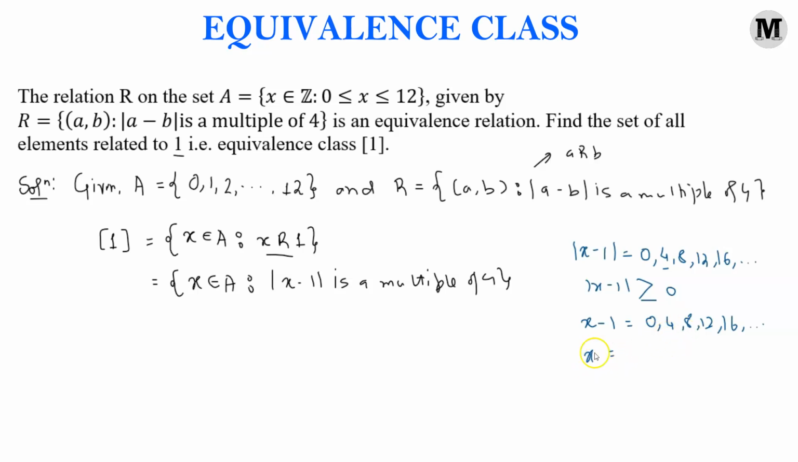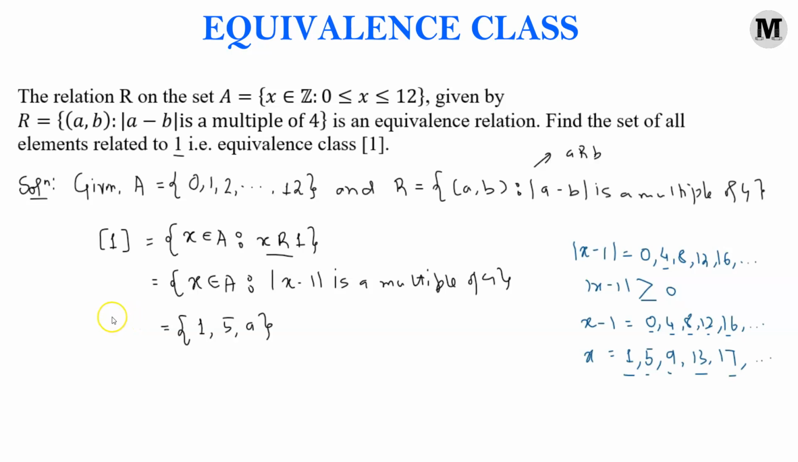Now, let's do one thing. If we add 1 to each of these multiples of 4, then we're going to get the corresponding x value. So 0 added to 1 is 1. 4 added to 1 is 5. 8 added to 1 is 9. 12 added to 1 is 13. 16 added to 1 is 17. And these are going to be the different x values. However, we also have to make sure that x can only take values that lie between 0 and 12. So here we can take only the values 1, 5, and 9. We have to exclude 13, 17, and all the other remaining values, which means that our set is going to contain the elements 1, 5, and 9.